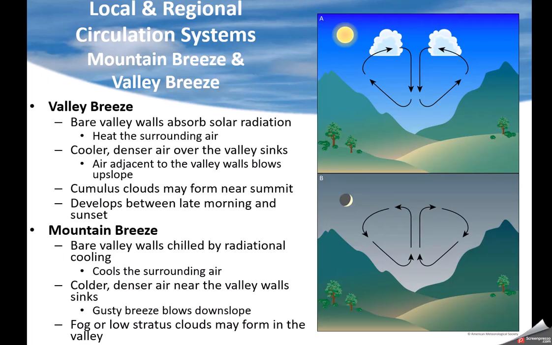Mountains, exactly the same type of circulation. Wherever the heating is most, air will begin to rise. Wherever the cooling at night is, we tend to drop down the mountainside. Exactly, all caused by temperature contrast.